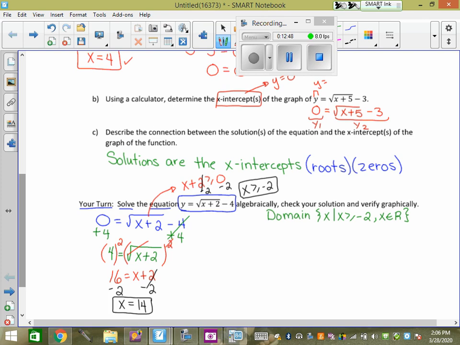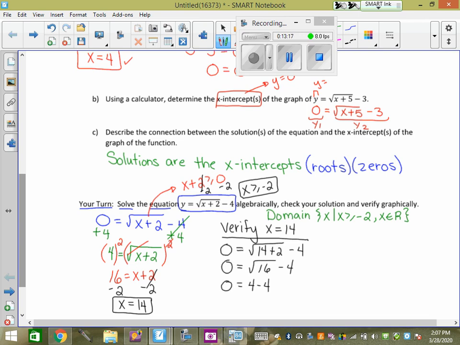Let's check it algebraically or verify it. We're going to verify x equals 14 is an answer. So we're going to go 0 equals square root 14 plus 2 minus 4. 0 equals square root of 16 minus 4. 0 equals 4 minus 4. 0 equals 0. So whenever you solve, remember your y equals 0. So when you verify, your y is still going to equal 0. They match. Woohoo!